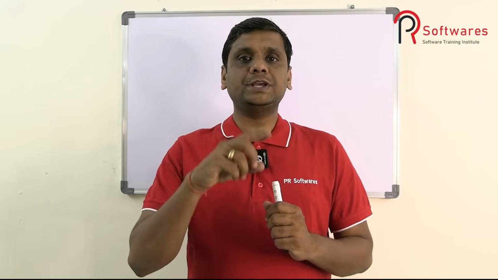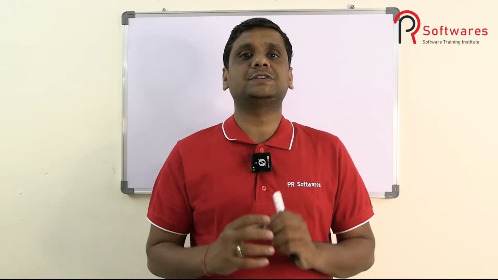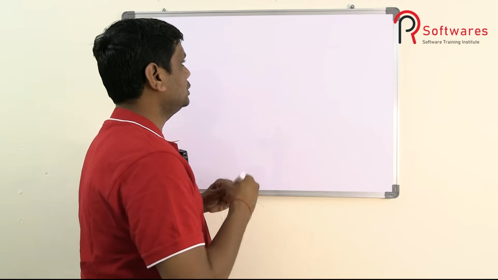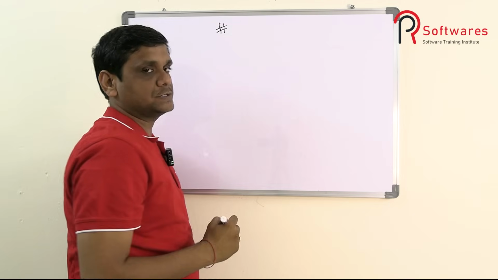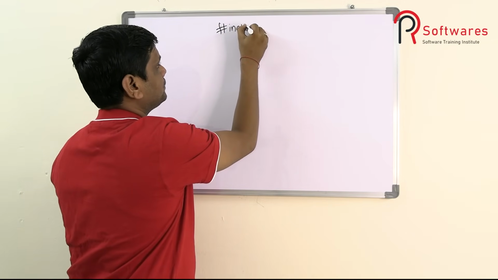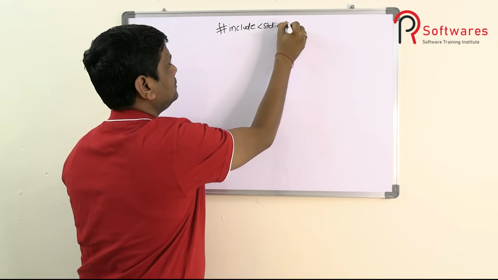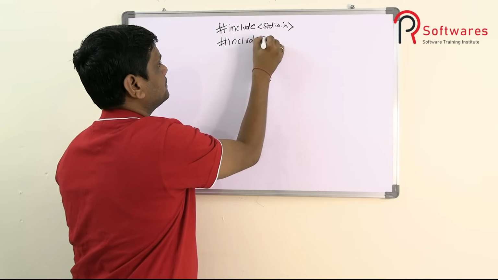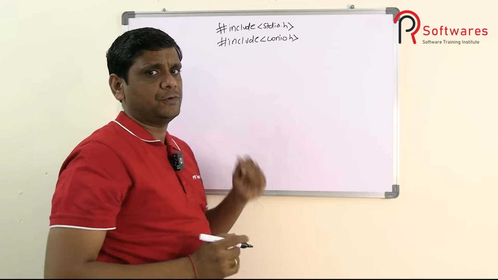Now after downloading the C language software, first we will see how to write the first C language program. Whenever we write any C language program, we require header files. What header files do we require? We require hash include stdio.h, and second we require hash include conio.h. This is called a header file.